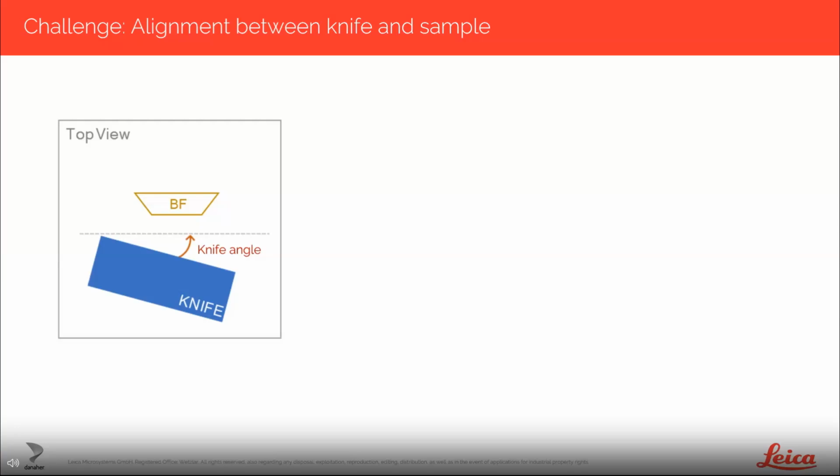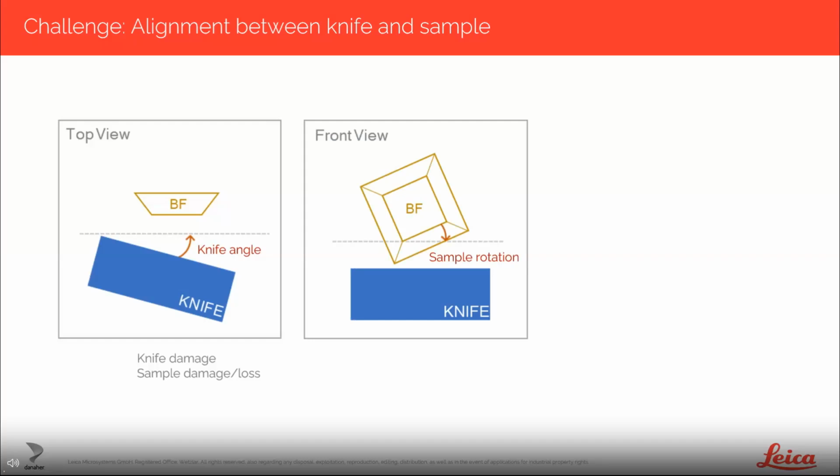Secondly, the edges, or better, the leading edge here has to be parallel to the knife blade. And this is done by correcting the sample rotation. And again, sample damage or loss can happen if this is not done perfectly. And of course, if this line here is not really parallel, the edges of the block face, the sections do not adhere, and we cannot create ribbons.